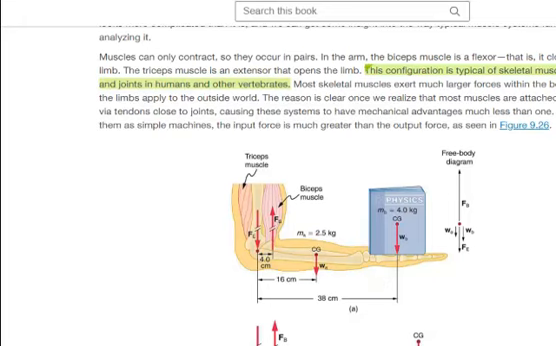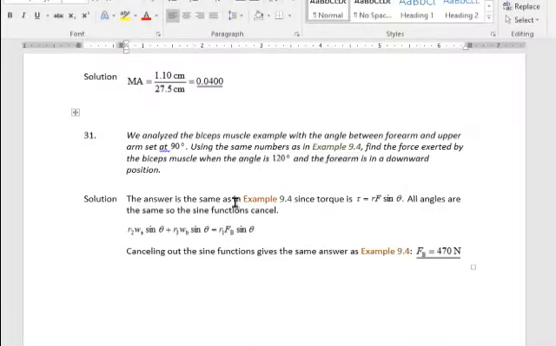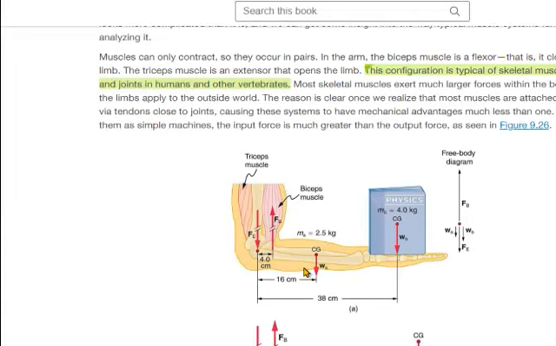And that's why they say in the problem here in the solution, the all angles are the same, so the sine functions cancel. I'd be a little bit careful with that. Yes, all angles are the same, but some of them are plus 120 and some of them are negative 120, such as this one is actually a positive 90 and this one here is actually a negative 90, which gives us the negative that we need for the weight so that we can get, in this case, a negative for the clockwise torque as well.